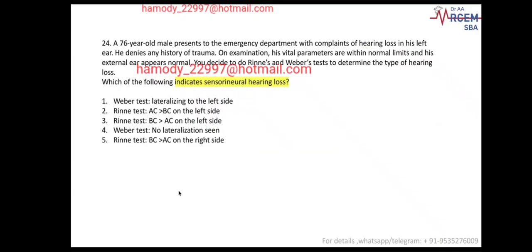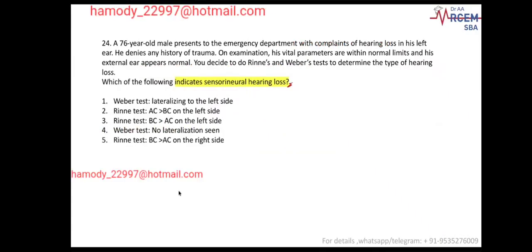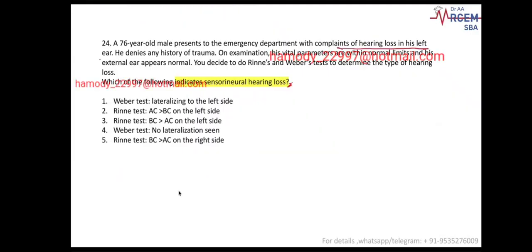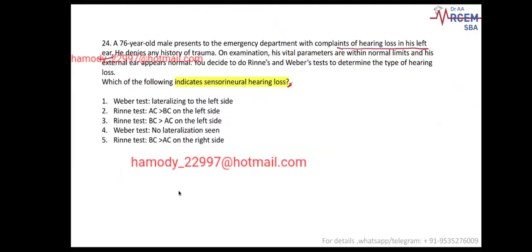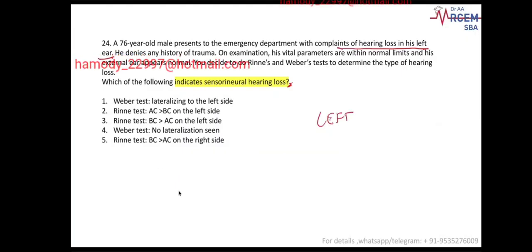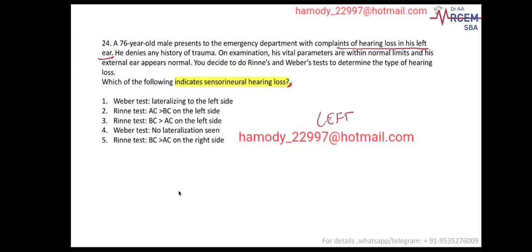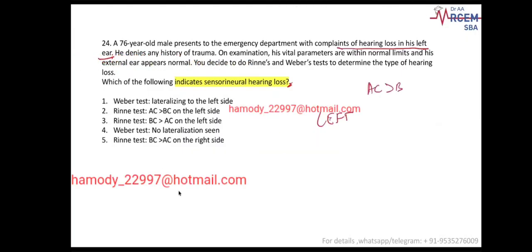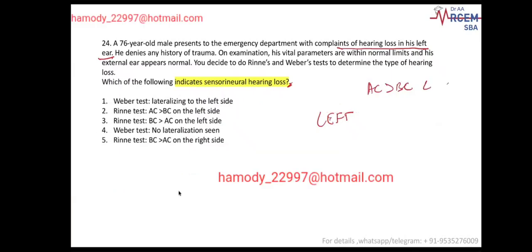Which is indicative of a sensory neural hearing loss? Okay, remember, the patient is complaining of a hearing loss in the left ear. That becomes important. So, left ear, what are the findings? In sensory neural deafness, in Rinne's test, air conduction will be better than the bone conduction in both left as well as right.